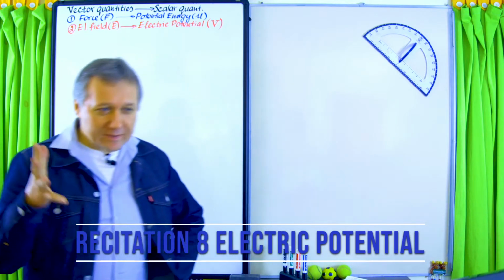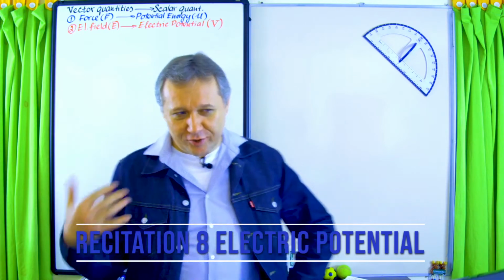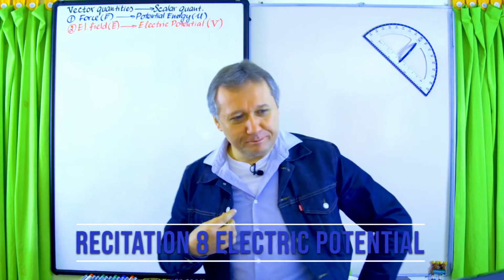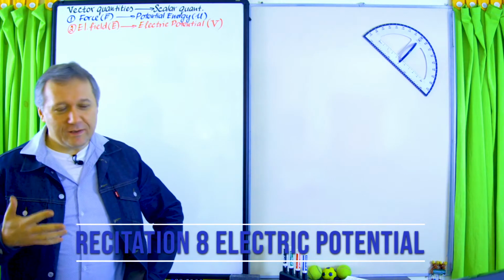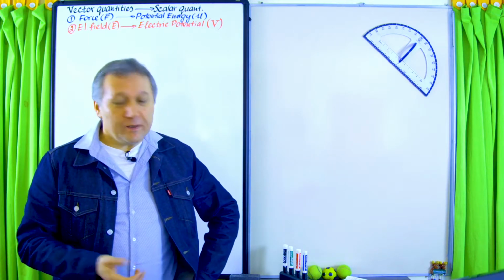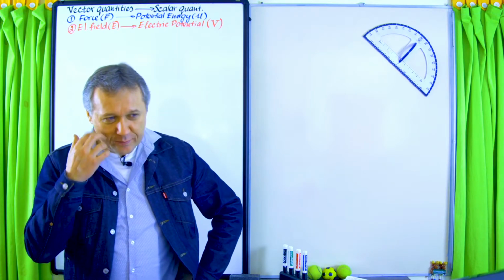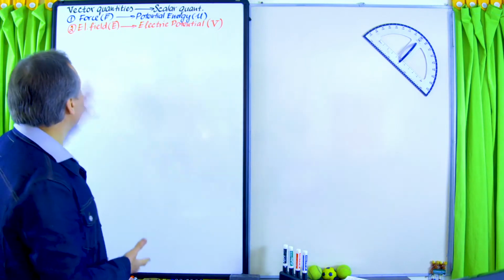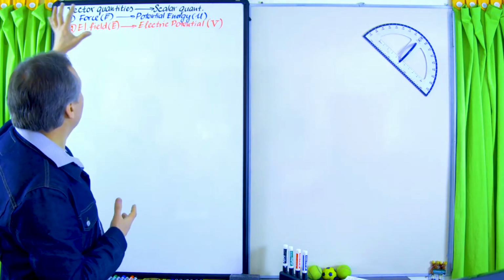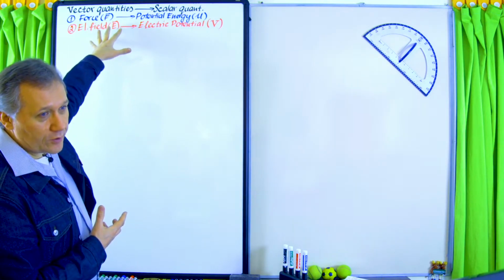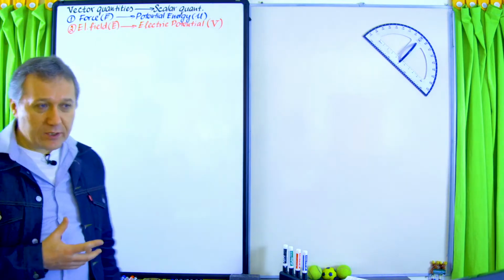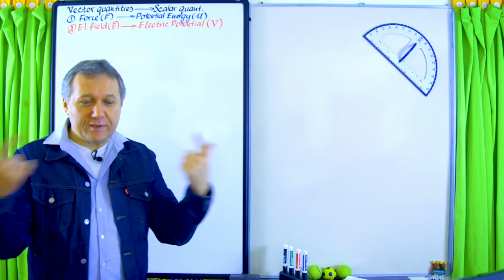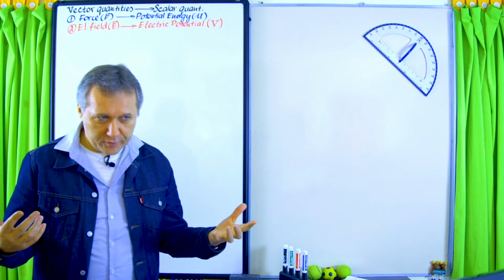So we started in the previous classes making a transition from vector quantities to scalar quantities, right? That's the major point in the last several classes. In order to simplify our life in terms of calculations, it's much more pleasant to work with scalar quantities than vector quantities. In the previous class, we made the first step. We replaced a force, which is a vector quantity, with the potential energy, which is a scalar quantity. And very important, both of these quantities describe exactly the same thing: interactions between charged objects.